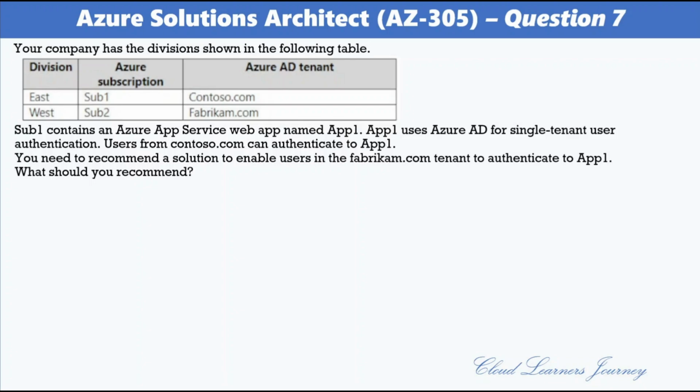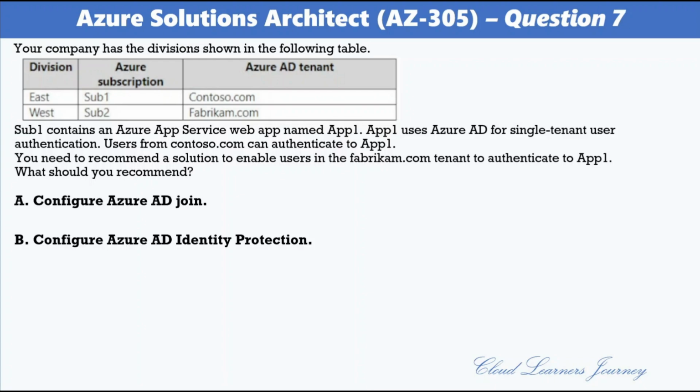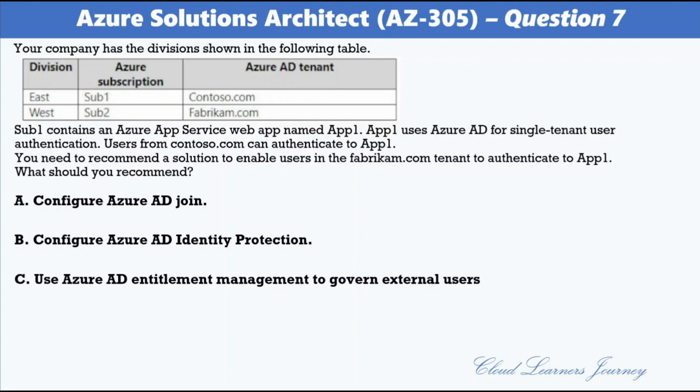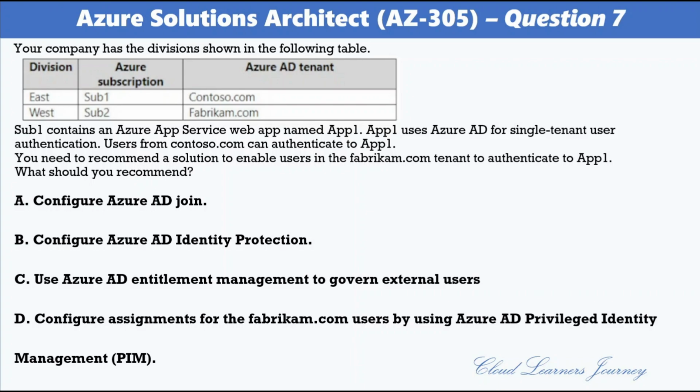What should you recommend? And the options are A. Configure Azure AD join. B. Configure Azure AD Identity Protection. C. Use Azure AD entitlement management to govern external users. D. Configure assignments for the Fabricam.com users by using Azure AD Privileged Identity Management, PIM.